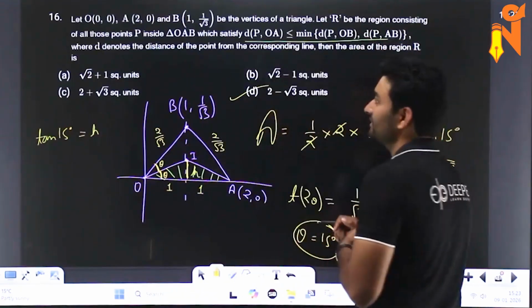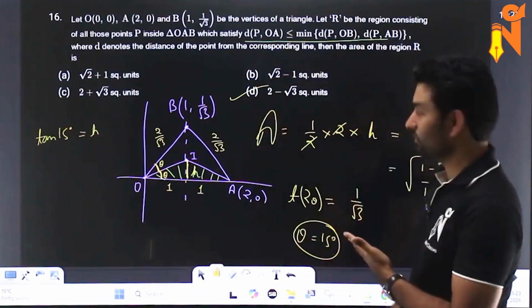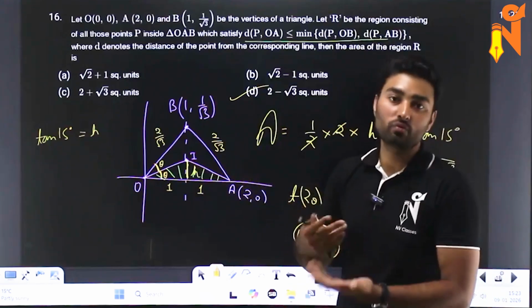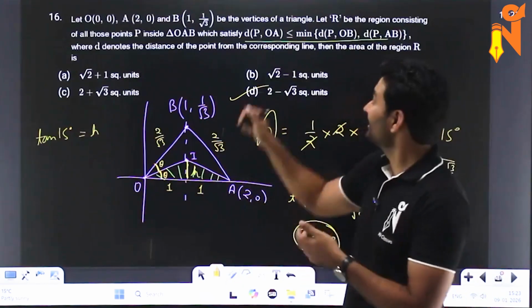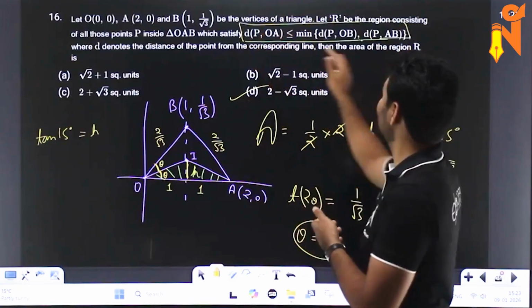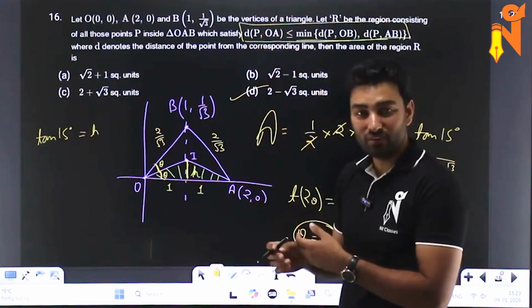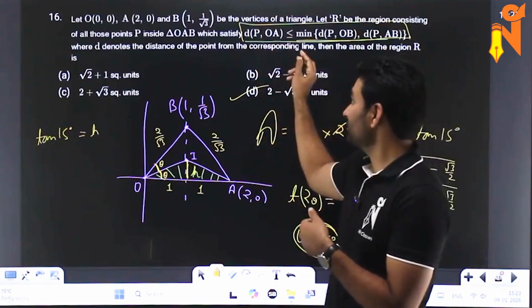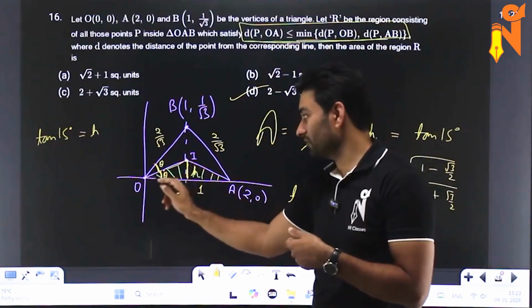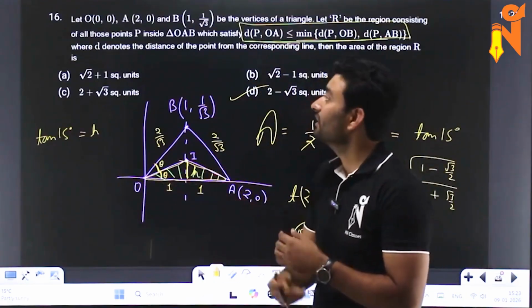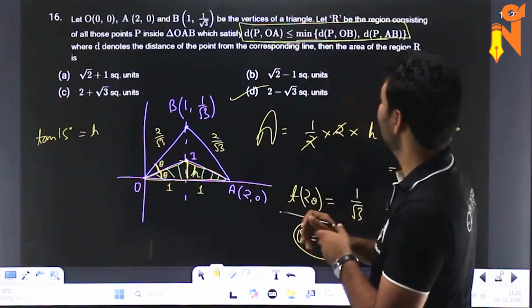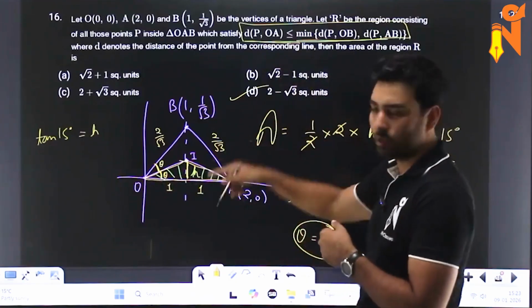So again, very simple question. The only difficult part is this: which area we want to find. If you can understand this line, then also this is a very good point, which area we want to find. Again, not a very simple question, but if you can understand these two parts, then you can do it easily.